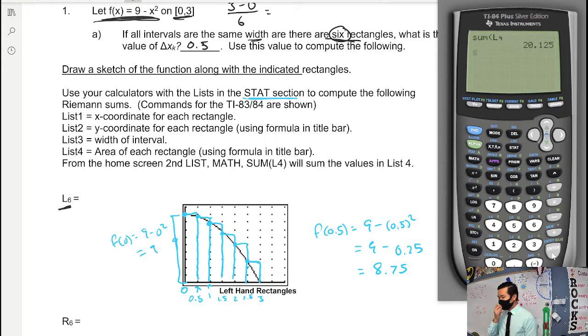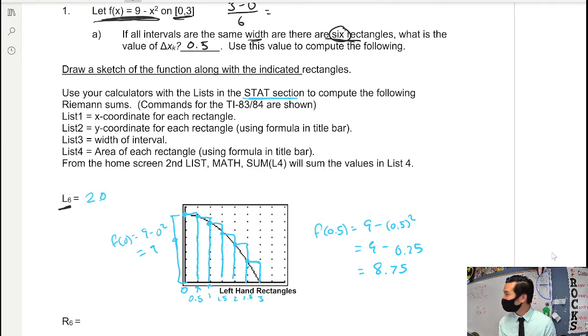So what's my answer? Is that the cumulative area? Wait, you guys got 20.125. That is the cumulative area. Yes, 20.125. Should we close a parenthesis? You can. 20.125.